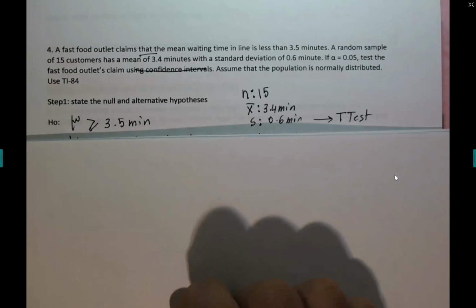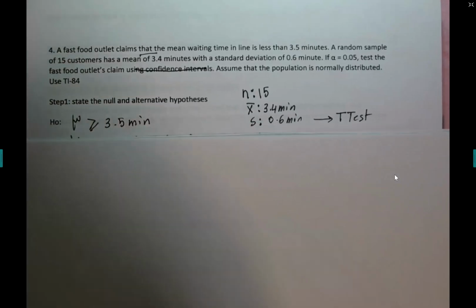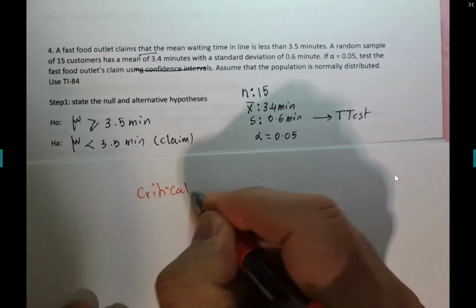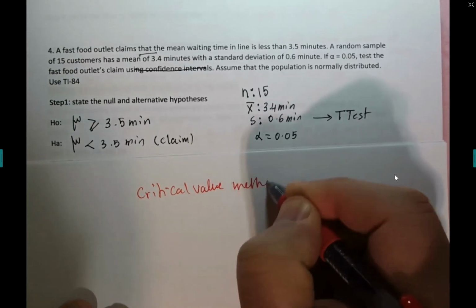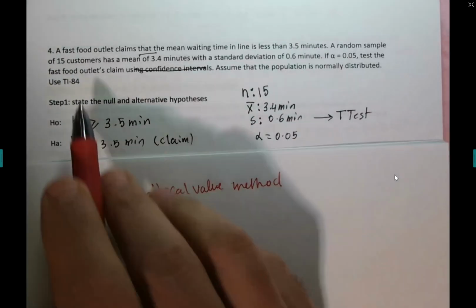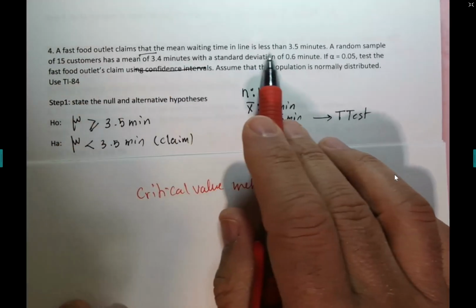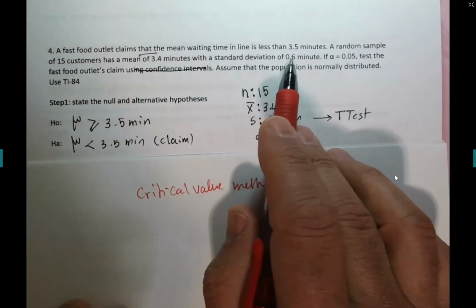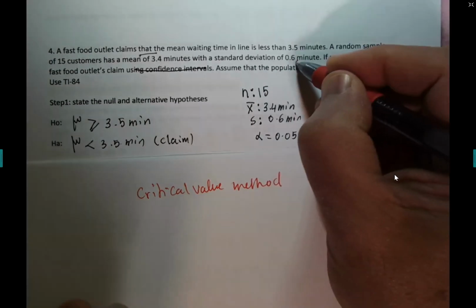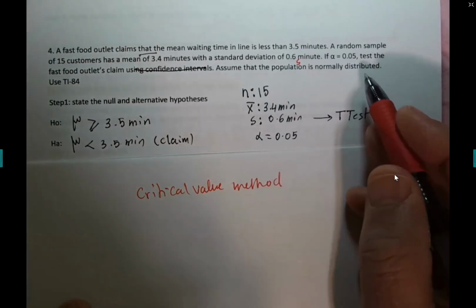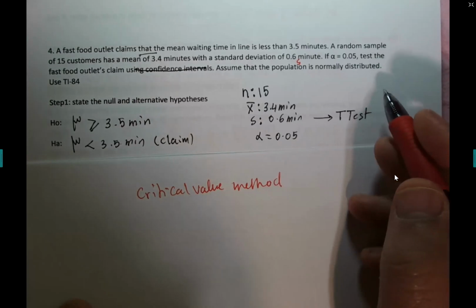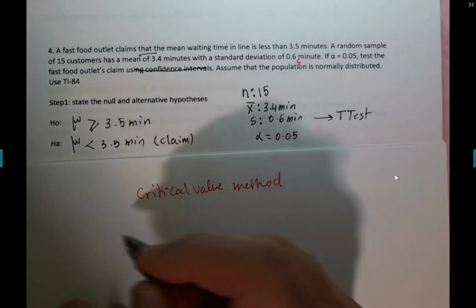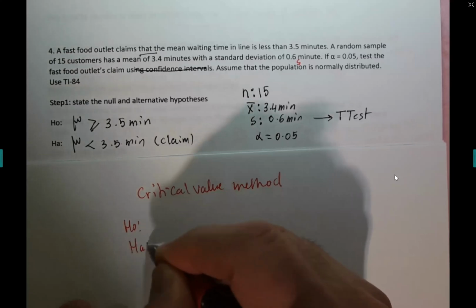Step number 1, guys, no change. It will remain the same. Critical value method. Step number 1 is exactly: a fast food outlet claims that the mean wait time is less than 3.5 minutes. A random sample of 15 customers has a mean of 3.4 minutes with a standard deviation of 0.6. That's s. So you know, guys, we did a t-test here. If alpha equals 5%, test the fast food outlet's claim. Assume that the population is normally distributed, use TI-84. So we're going to do the critical value method. So H0 and HA, guys, do not change, they remain the same.